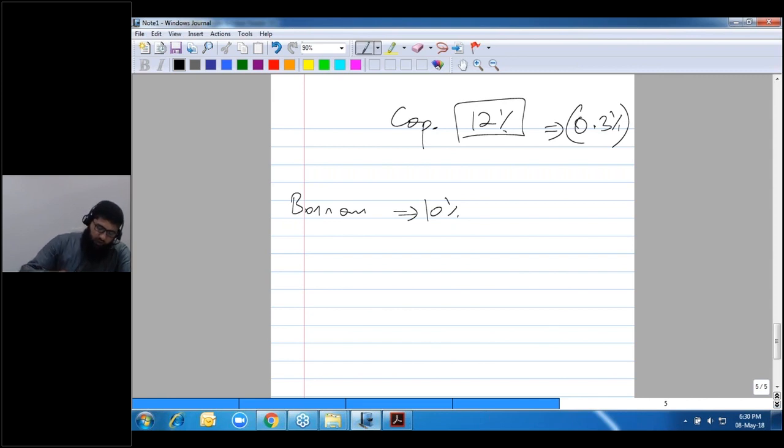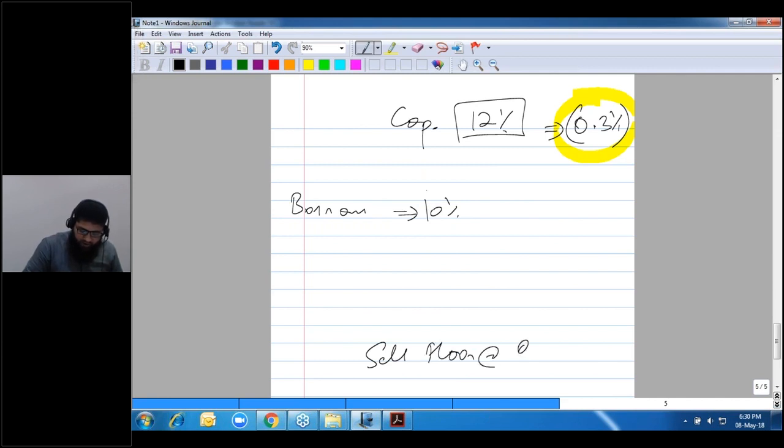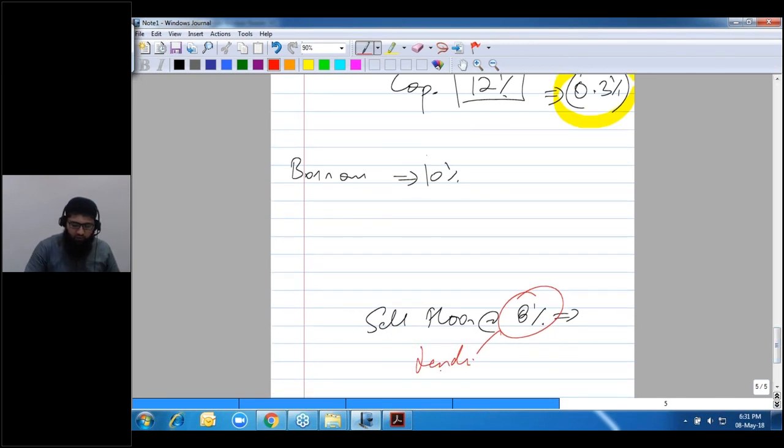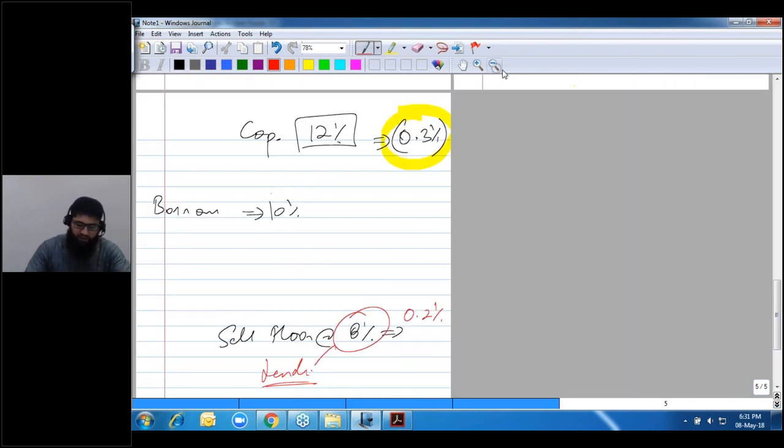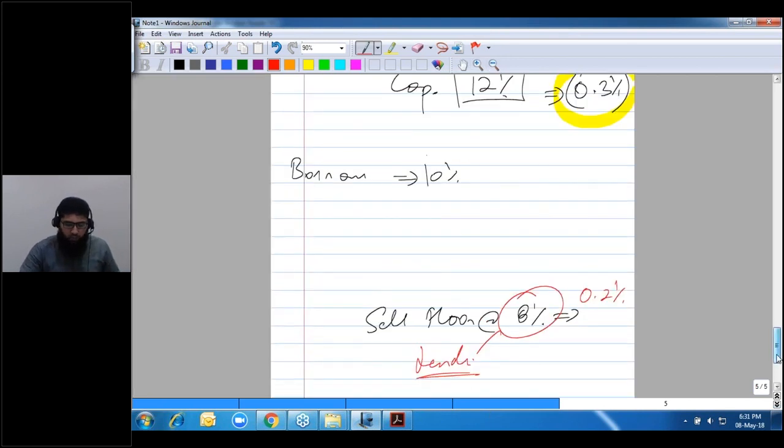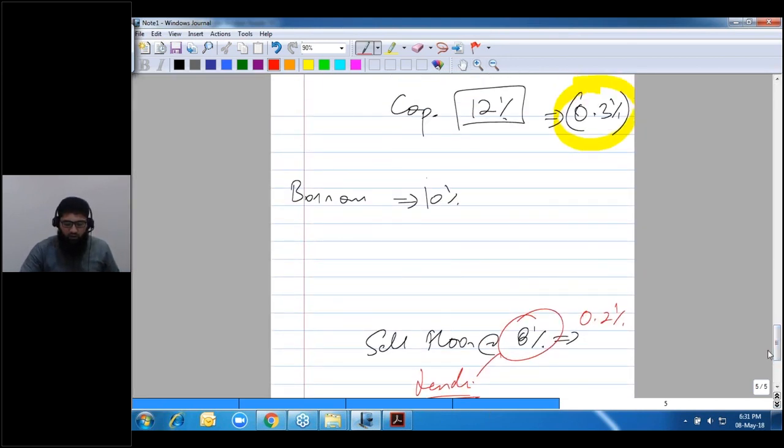Now what next? The next situation is I want to reduce this cost. What is the approach for doing it? What I can do is sell a floor at, let's say, 8%. If I sell the floor, who is going to buy it? This floor is going to be bought by some lender, and I'm going to charge him a premium for the option that I've sold him. It might be possible that I charge him a cost of 0.2%.